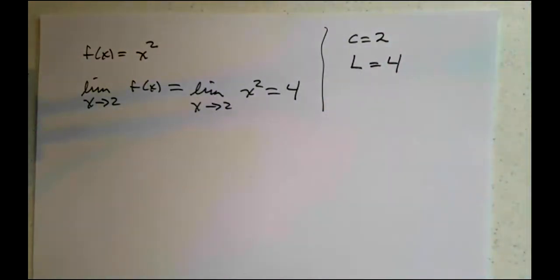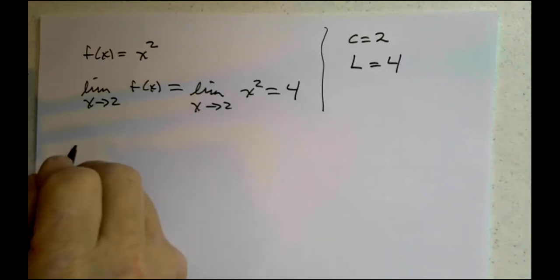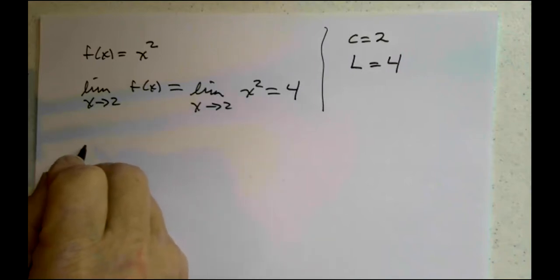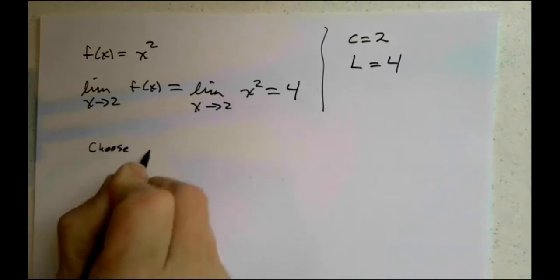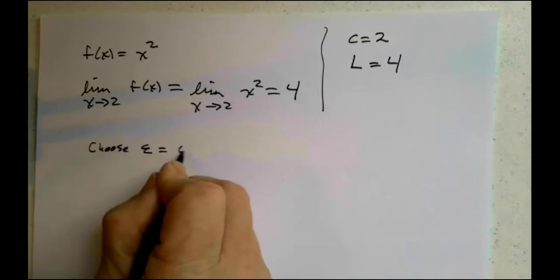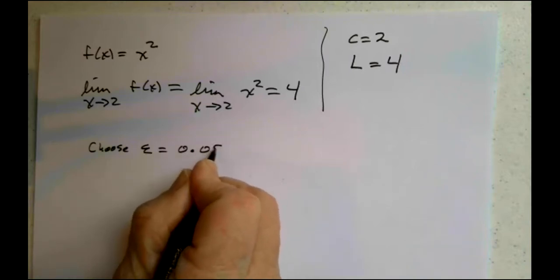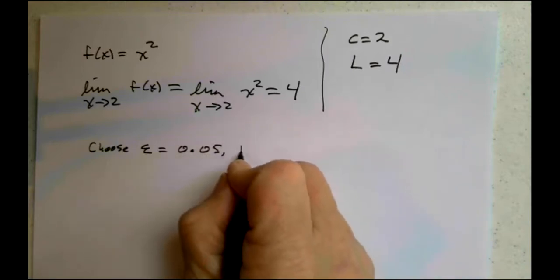So given any epsilon we want to try to use. For the sake of discussion, let me choose an epsilon of 0.05. Find the corresponding delta.